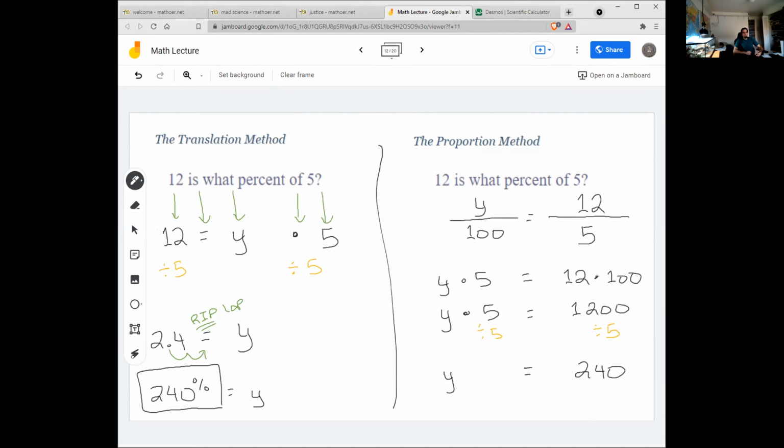Now I get 240. I've already paid my dues for percent format. I've put something over 100, so I can just slam a percent sign on there. I don't have to pay for it by doing anything. I've already done that up here. Not sure why I put my box in green.